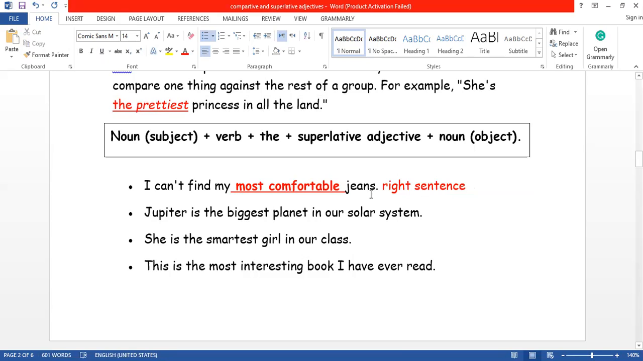Thank you. So let's take a look at other examples here. Jupiter is the biggest planet in our solar system. The biggest. So the biggest here is what? A superlative adjective. We use the biggest. So focus here.